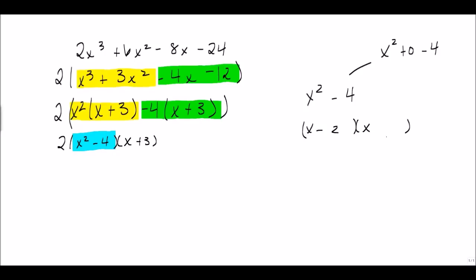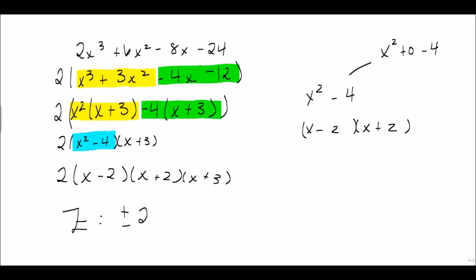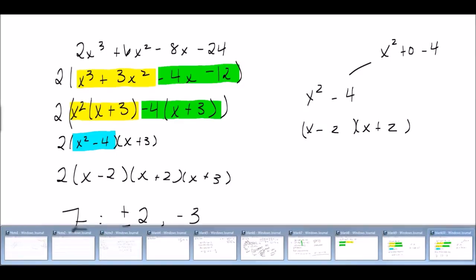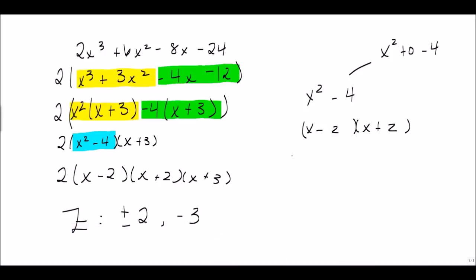So that means that we have 2 times x minus 2 times x plus 2 times x plus 3. So the zeros of this polynomial are plus or minus 2 and negative 3. x either equals negative 2, positive 2, or negative 3.